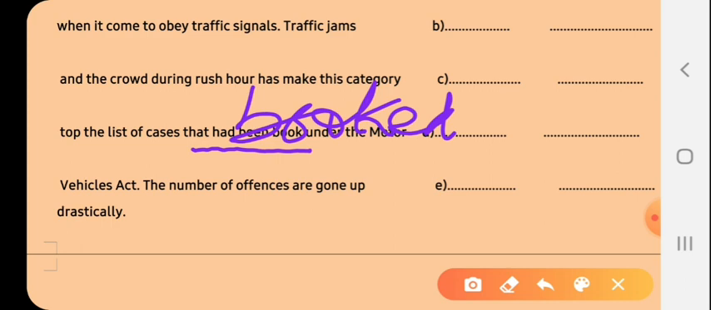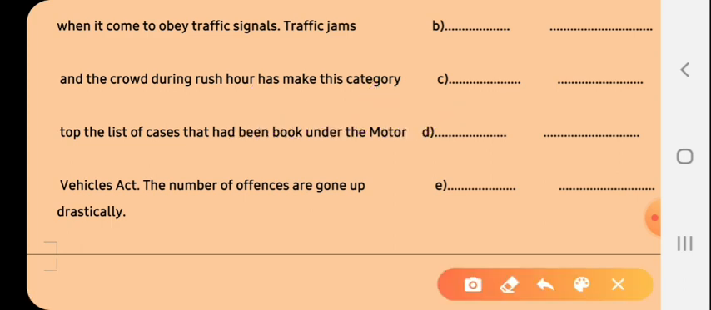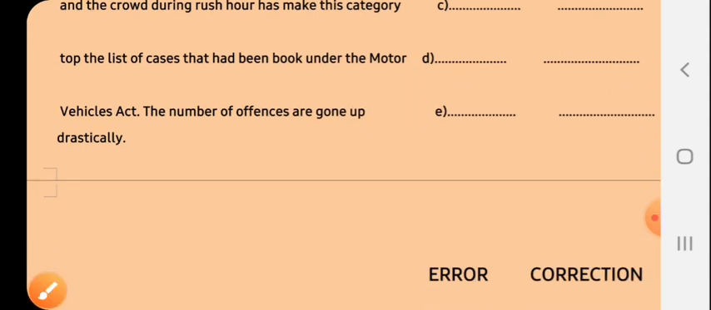Now let's come to the last. The number of offenses are gone up. Not are, have. Have gone up. The number of offenses have gone up drastically. Let's see other examples.